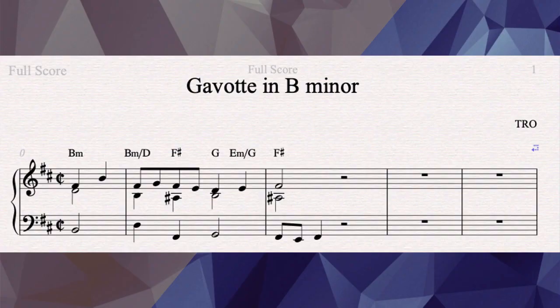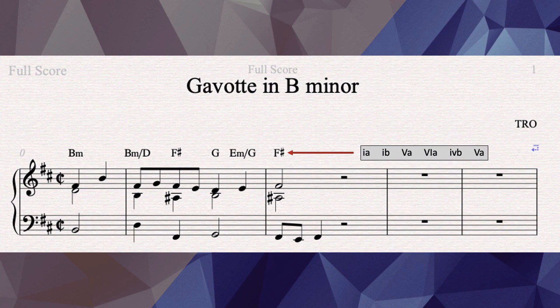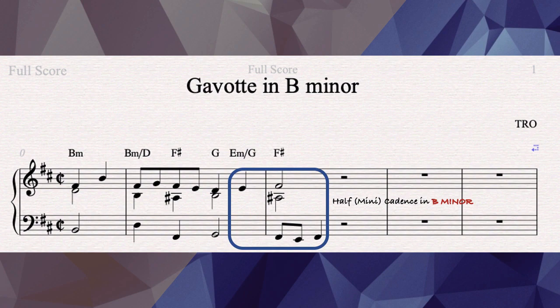And this is what I came up with. As you can see, it has that characteristic gavotte rhythm. We have a simple harmonic underpinning using basic chords diatonic to B minor. And we have a mini cadence, which in this case is a half cadence rather than the deceptive cadence Bach uses. The good news is that coming up with this initial idea is actually half the battle.